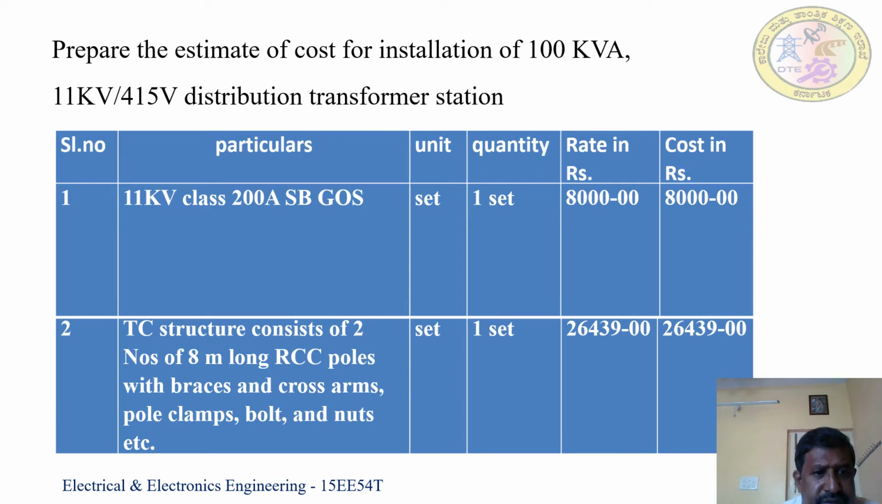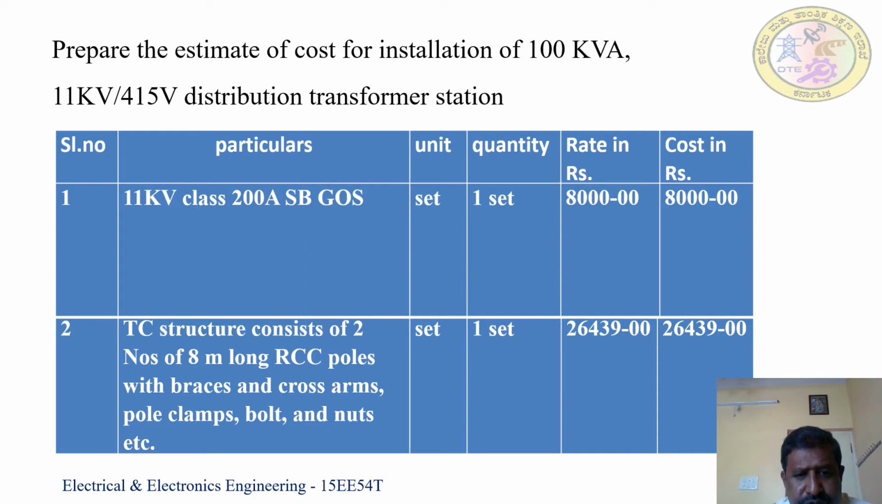Now let us prepare the estimate of cost for installation of 100 kVA, 11 kV, 415 volts distribution transformer station. The first item here is 11 kV class 200 amps single break GOS.